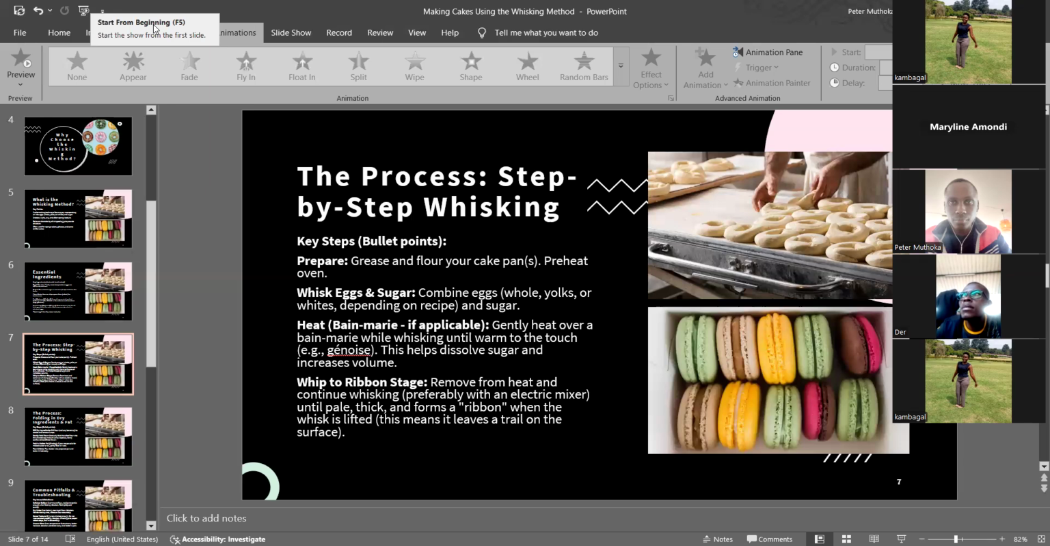And why do we need to preheat the oven? I think it's to dissolve sugar and increase its volume. Okay, thank you.